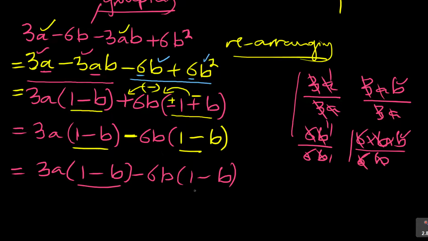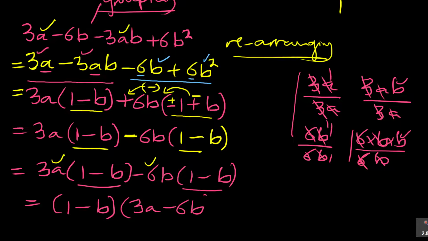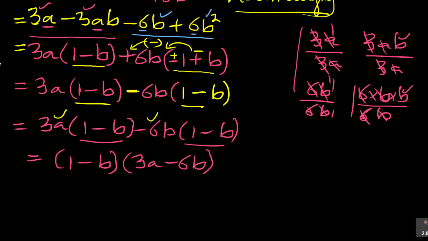So now if this is now the same, you write that bracket as 1 minus b, and then you write what is outside the bracket, which is 3a minus 6b. So you're going to say bracket 3a minus 6b. But is this done? No, because you can still go on and say, but there is something common between 3 and 6 on that. And what is common? You can take out 3 from that.